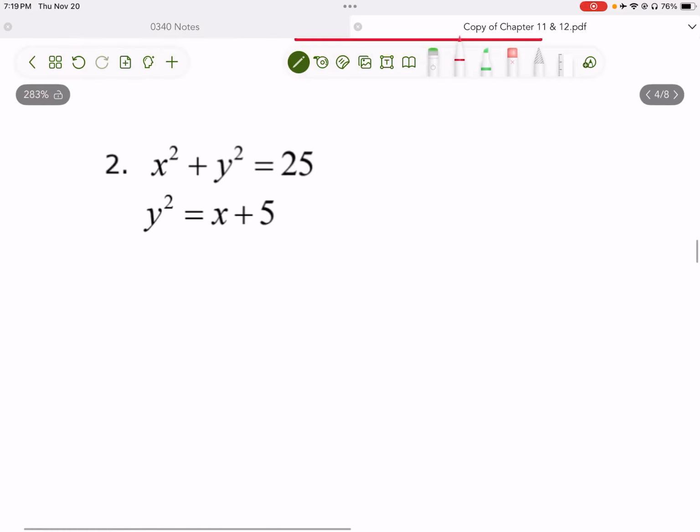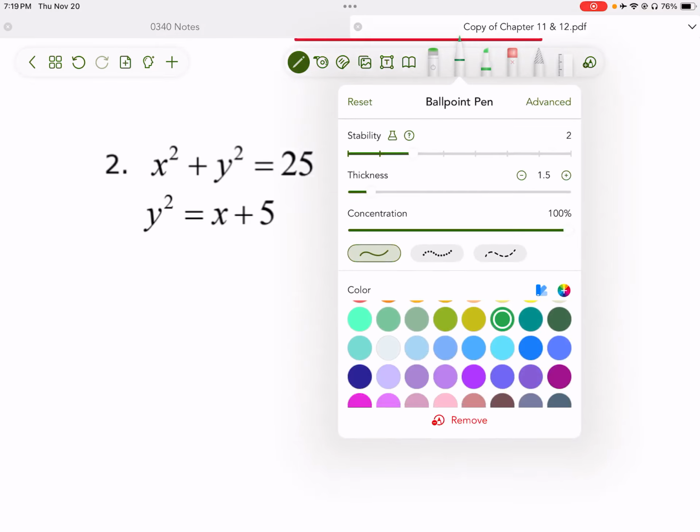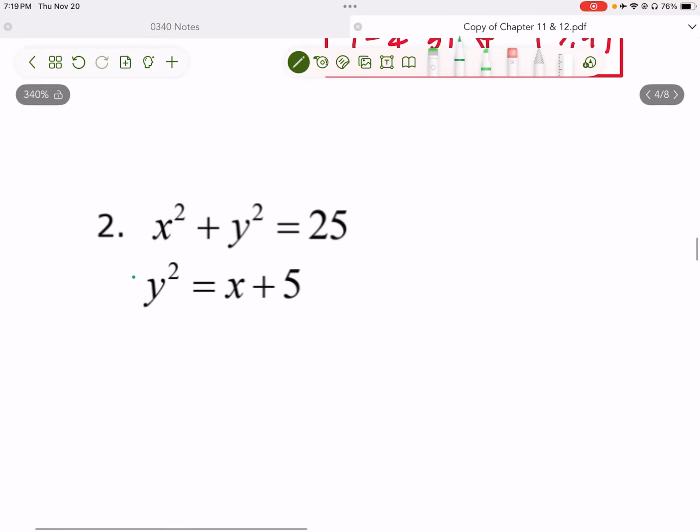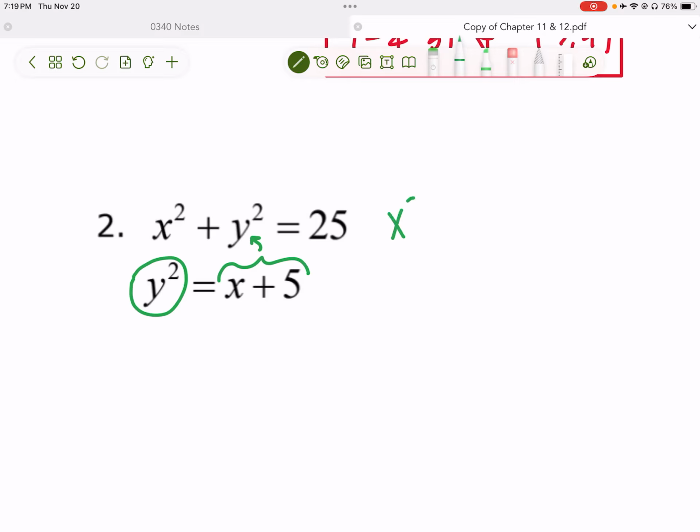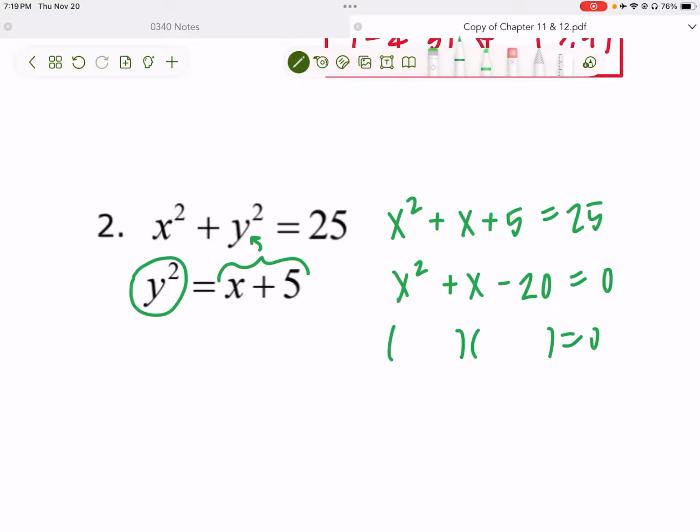Moving on to the next one. This one is actually already set up for us to easily replace y squared. We already have the equation equal to y squared. So let's just go ahead and replace y squared in the first equation with x plus 5. We'll have x squared plus x plus 5 equals 25. Just like last time, we end up with a quadratic. So I'll go ahead and go through those steps really quickly. We've done this a ton now, so you are probably also breezing through it. And I'm not going to talk through all those steps this time.